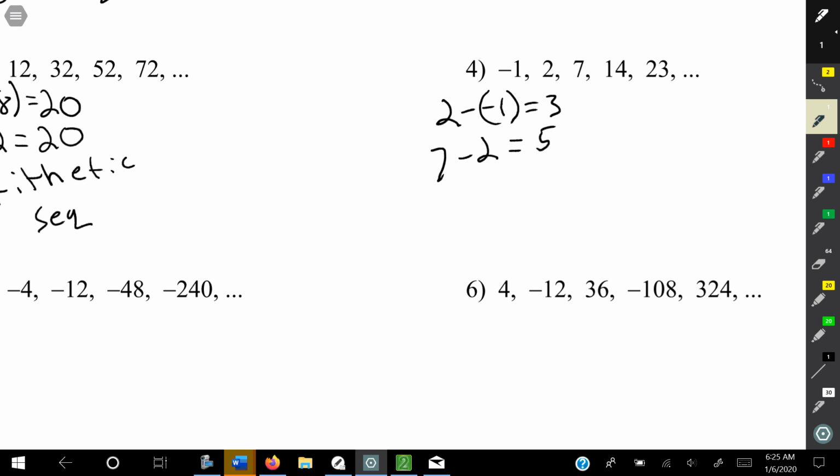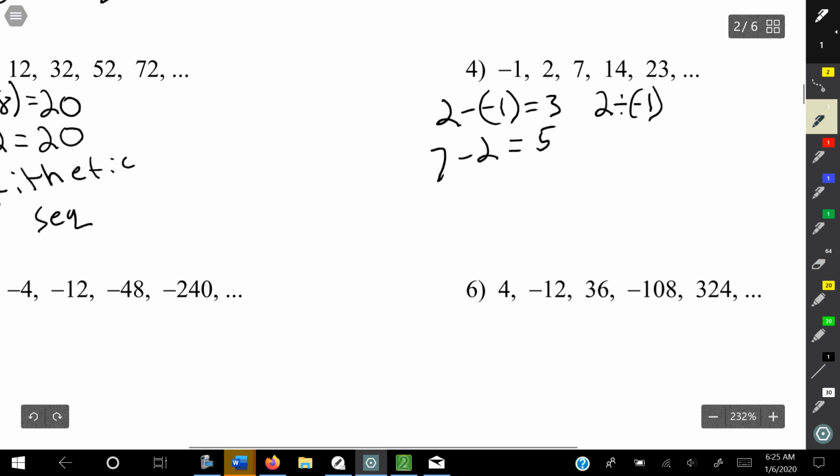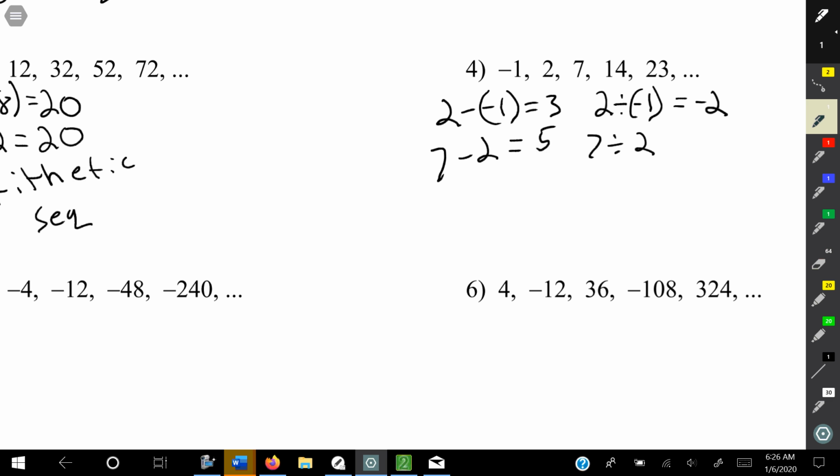Now we're going to take the 2 and divide it by -1, and when we do that, we get -2. And now we're going to do 7 divided by 2, and you end up with 3.5. So here it's not arithmetic or geometric, so it's going to be neither.